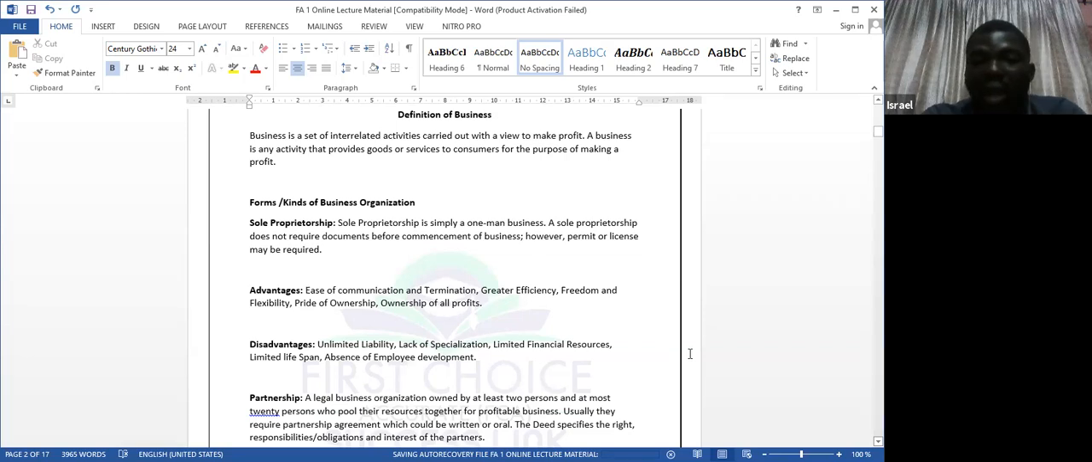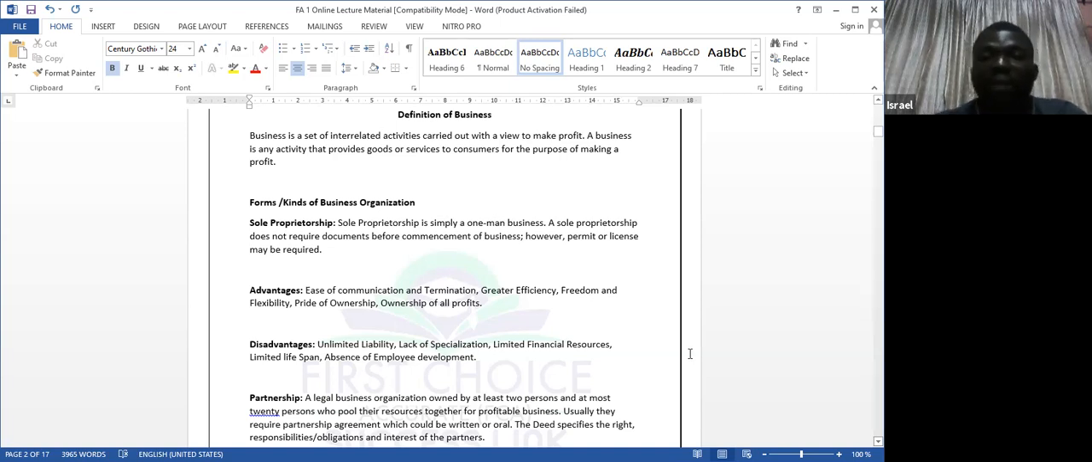Another advantage is what we call pride of ownership. He is happy that he has a business, that he runs a business, he pays salary and earns a living. That's another reasonable advantage. Another advantage is that the owner keeps his profit. All the profit, either 10 naira or 1 million naira, belongs to the owner. He does not share the profit with anybody.